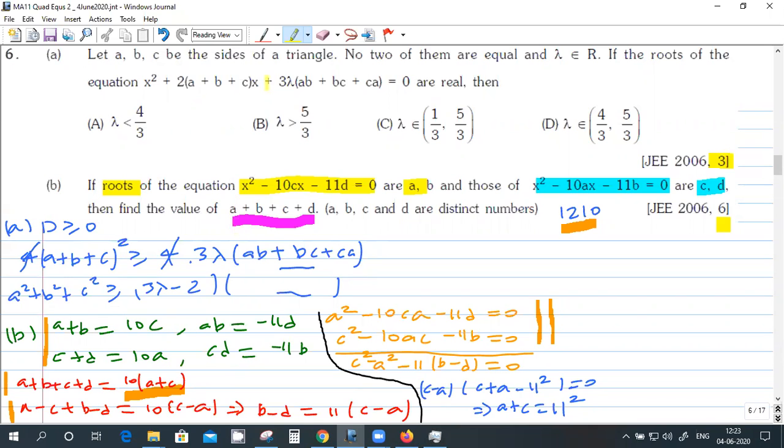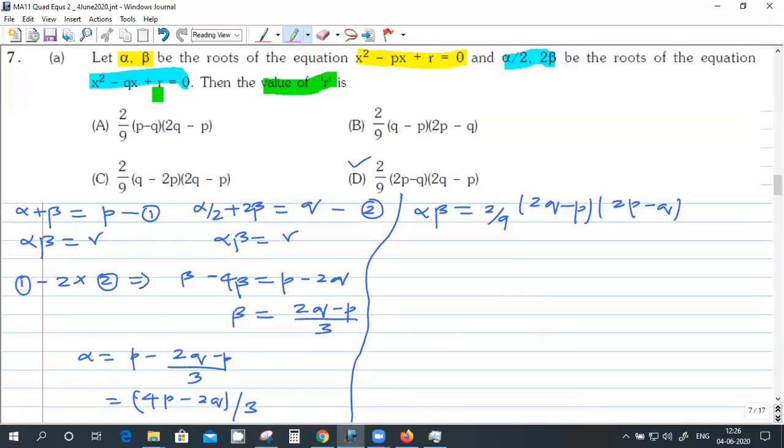Sir, but Main and all are of 4 marks, right? No. See, this is 2006. See, nowadays the Main pattern is fixed, but the Advanced pattern they will not tell you. Right now Main is +4 for a correct answer and -1 for a wrong answer.